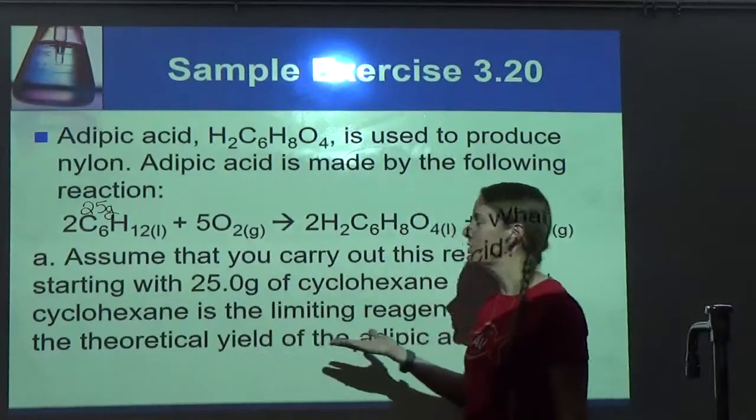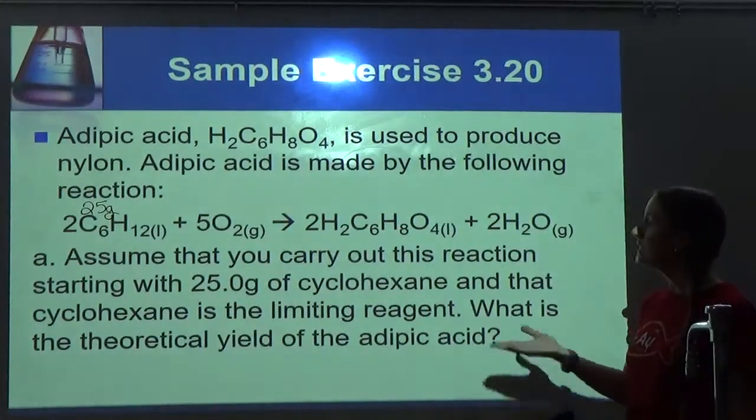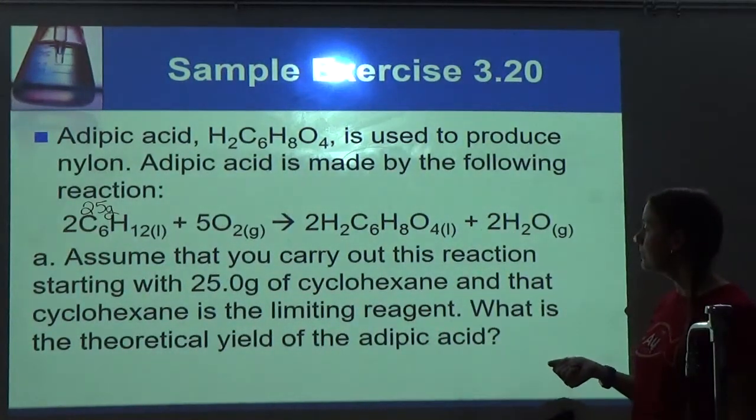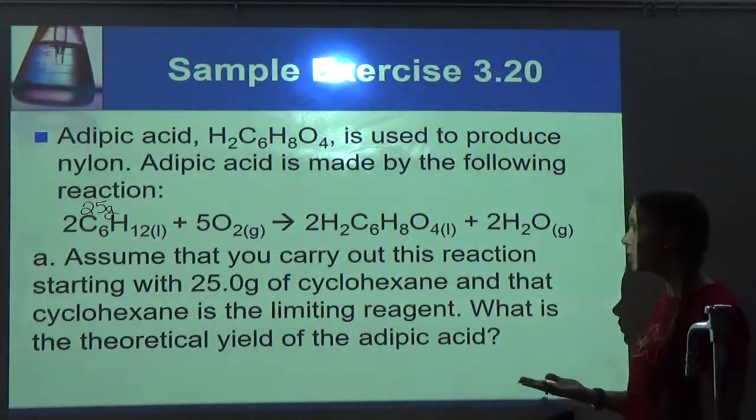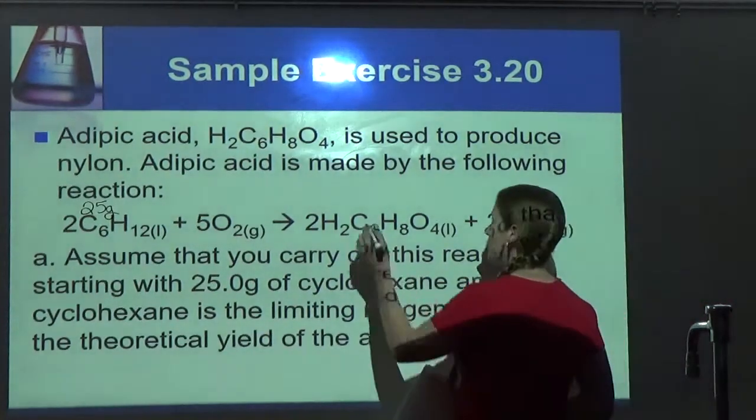So that's another way you could have figured it out. Alright, so it says, assume you're starting with 25 grams of cyclohexane, and that cyclohexane is the limiting reagent, so we don't need to worry about how much oxygen we have. What is the theoretical yield of adipic acid?